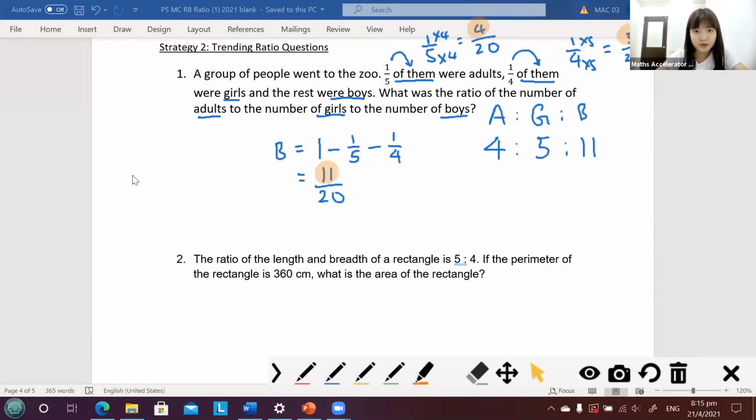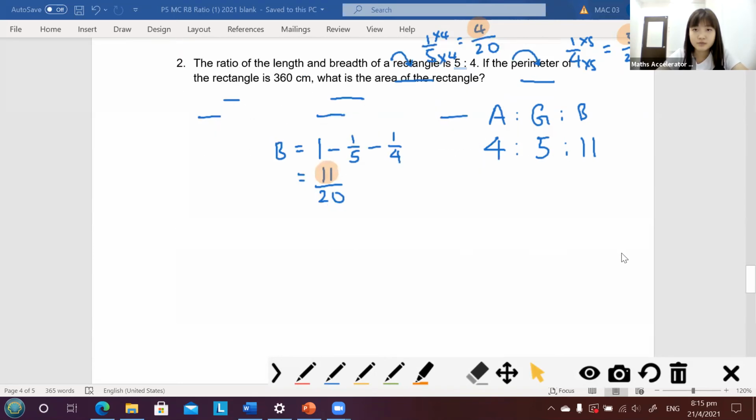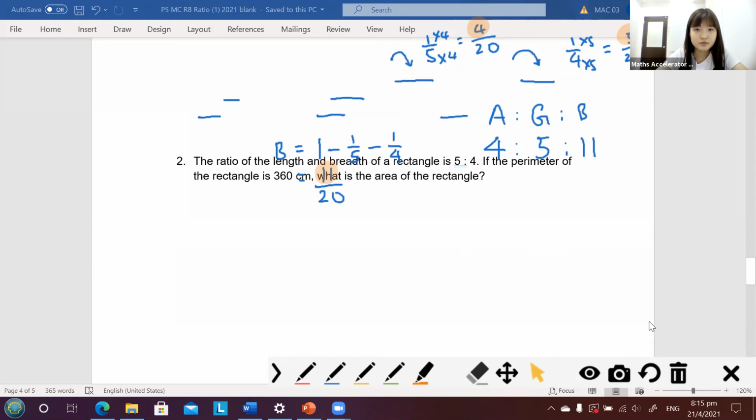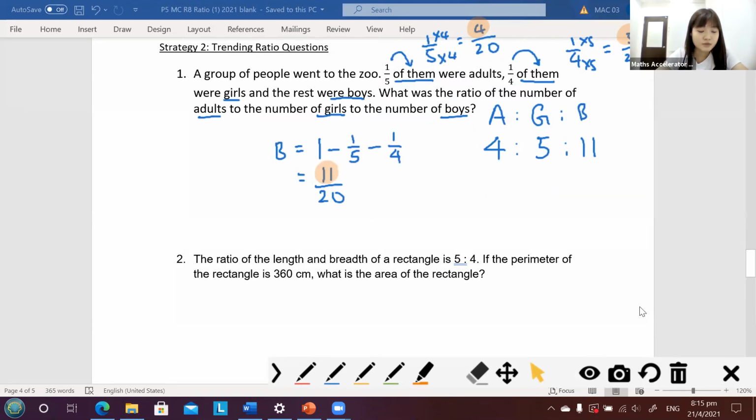Okay, yeah? So remember, fraction, you can change the ratio. Your ratio also can change to fractions. Because adults is 1/5. So if you change the denominator to 20, we make all same denominator 20. The 1 times 4 will be 4 out of 20, so adults will be 4. Then girls, 1/4 of them were girls. So change denominator to 20, times 5, you get 5 here. So 5 out of 20 is girls.